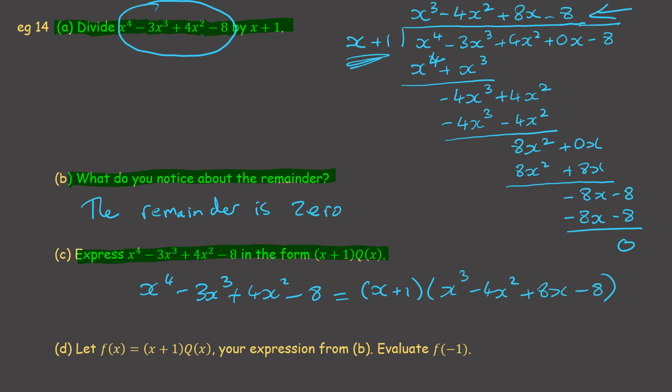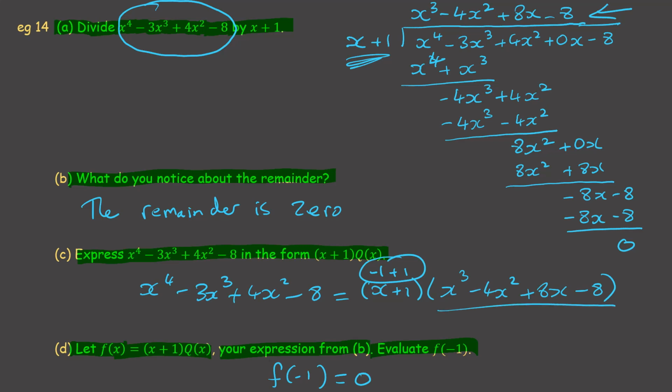0 remainder. So if we let f of x be x plus 1 q of x, the expression from b, evaluate f of negative 1. Well, f of negative 1 is going to be 0, in the same way it was in the previous two examples. Negative 1 plus 1 here, so that's 0. It doesn't matter what we're multiplying by, the result is going to be 0. But remember, it was a factor. So if we evaluate f of negative 1 and it comes to 0, that tells me that x plus 1 is a factor. And that's the factor theorem, which is something we're coming on to.